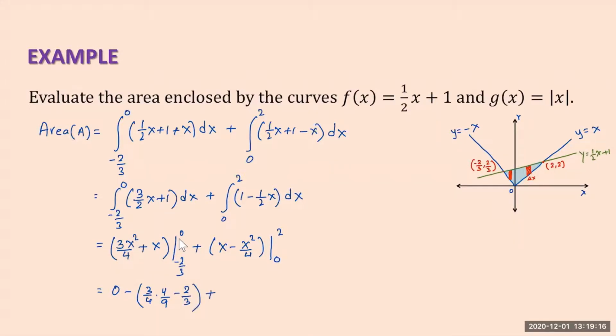Then plus the second one, I'm going to plug in 2 there. So that will be 2 minus 2 squared, which is 4, 4 over 4 will be 1. Then minus, if I plug in 0, that will be 0 minus 0 squared over 4. That's also 0. Let me simplify that here at the side.